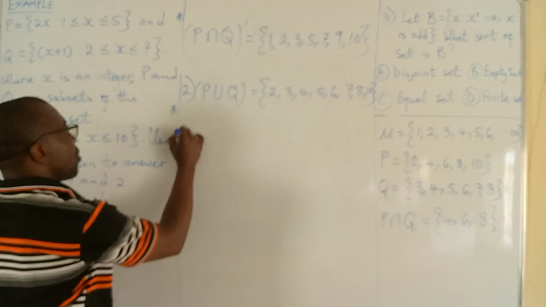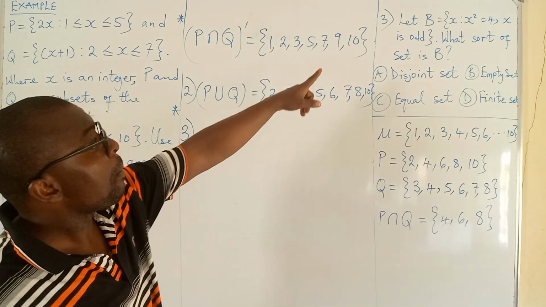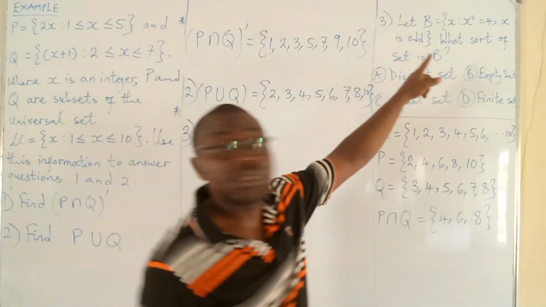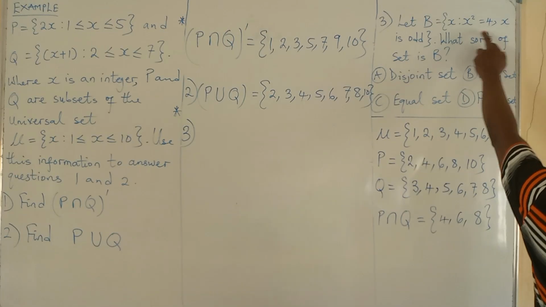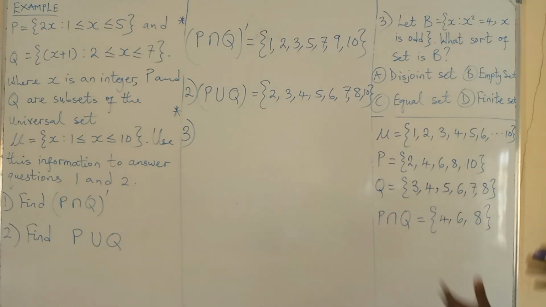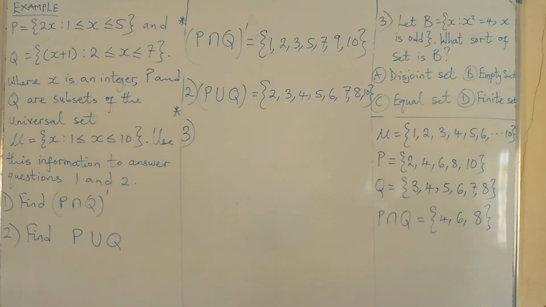Let's look at question number 3. Let B be the set of x such that x squared is equal to 4. This comma means and x is odd. In other words, x is an odd number.